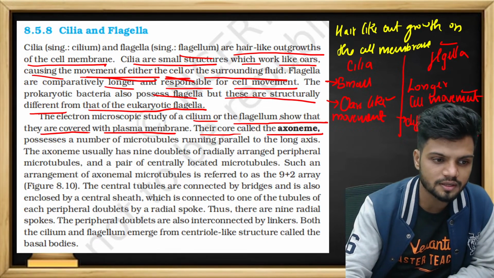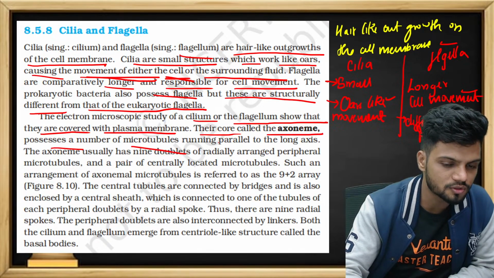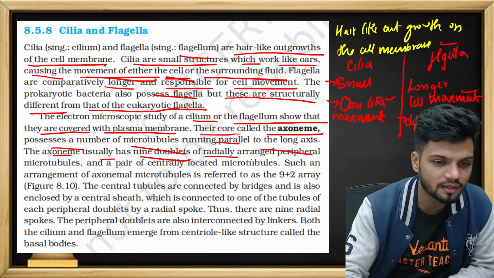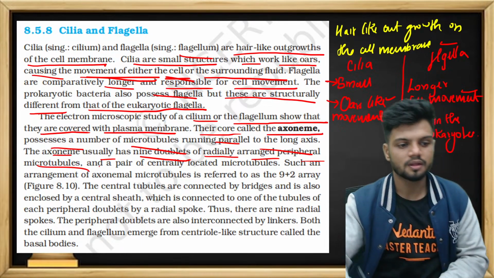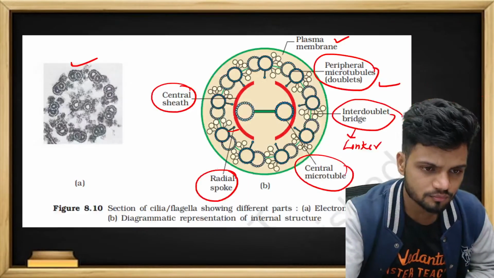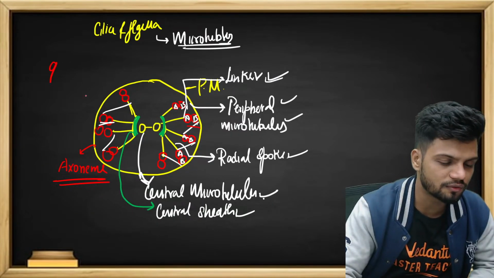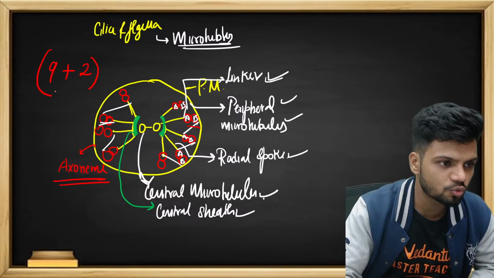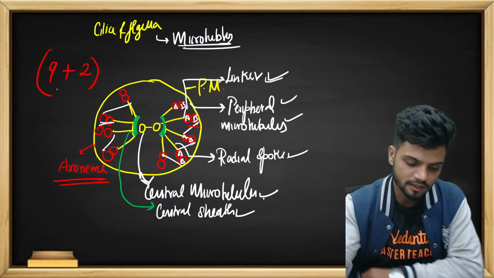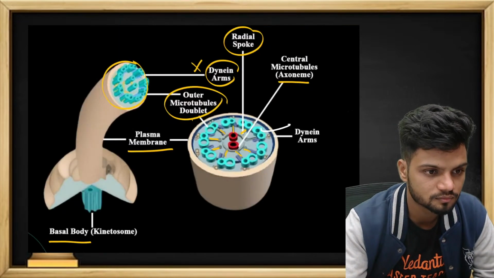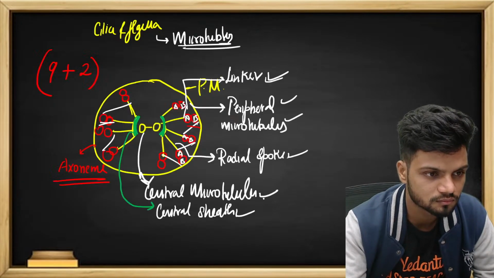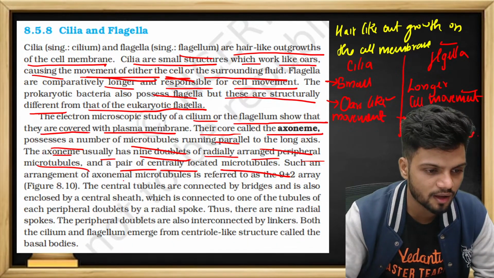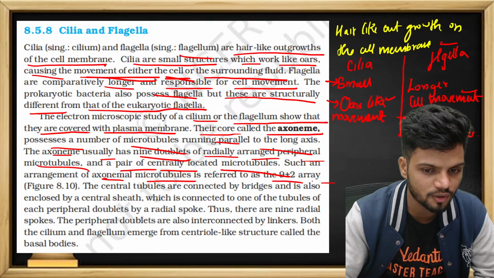So, the core is called the axoneme. They possess a number of microtubules running parallel to the long axis. The axoneme usually has 9 doublets of radially arranged peripheral microtubules. So, there are 9 peripheral microtubule doublets. In the center, there are 2 microtubules. So, can I call it a 9 plus 2 arrangement now? Yes, I can call it a 9 plus 2 arrangement. A pair of centrally located microtubules. Such an arrangement of axonemal microtubules is referred to as a 9 plus 2 array.